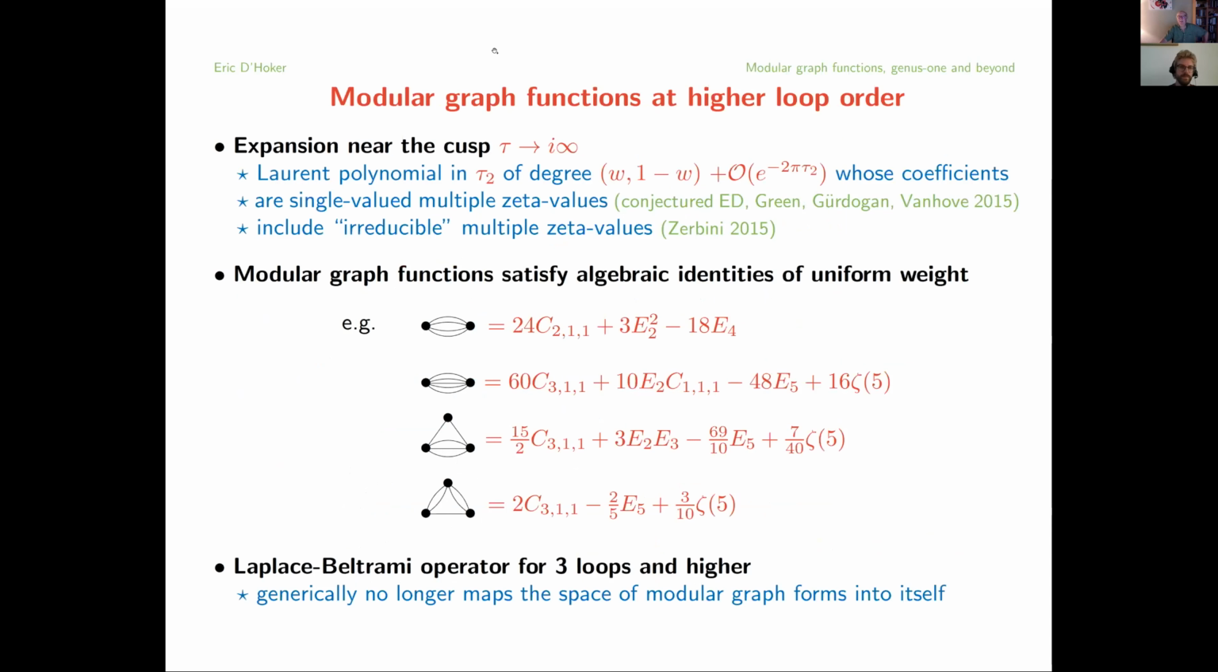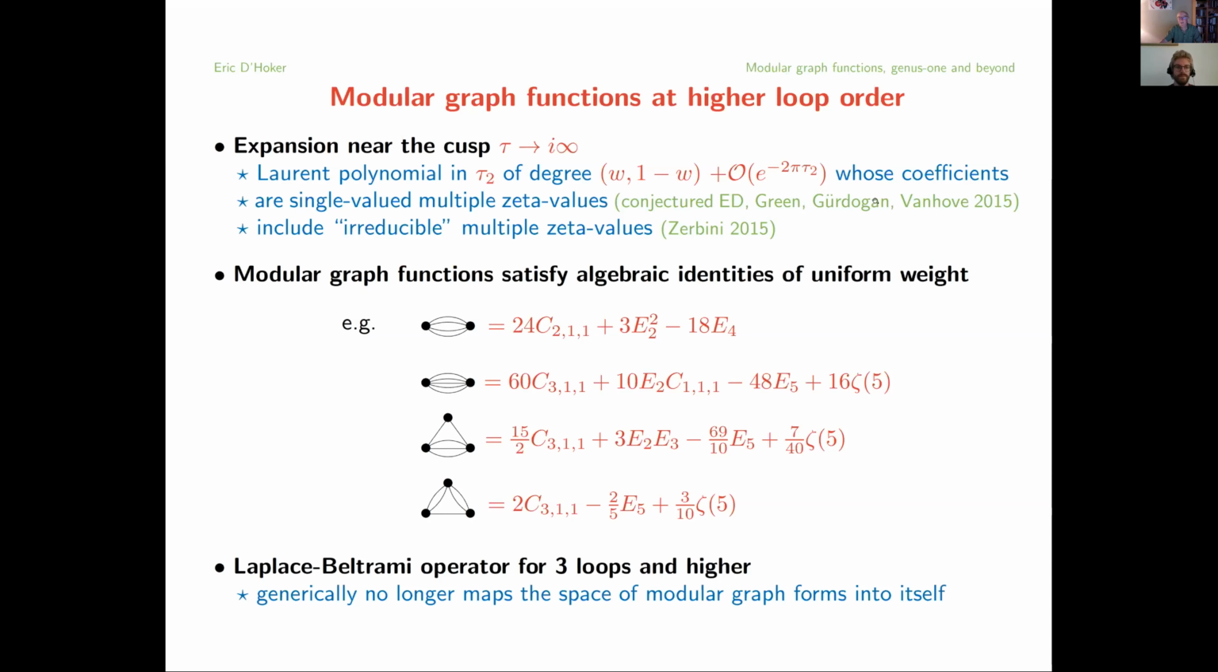Now, what happens for modular graph functions at higher loop order? Well, the simplest thing one can prove is that their expansion near the cusp, when tau2 goes to infinity, is still a Laurent polynomial in tau2, so up to exponential corrections, with degree w, comma 1 minus w. Again, the intermediate powers tend to be all occupied. And the coefficients of this Laurent polynomial are in general single-valued multiple zeta values.